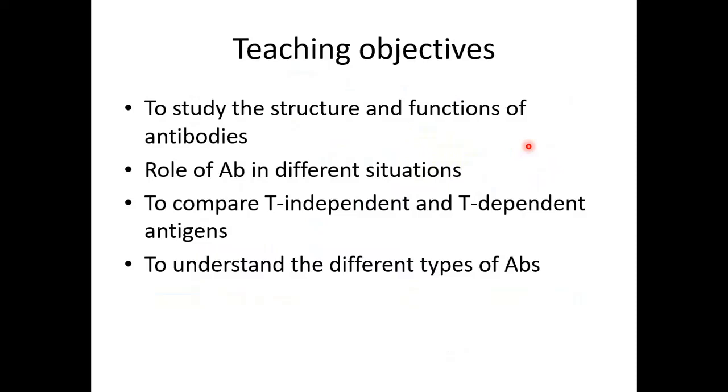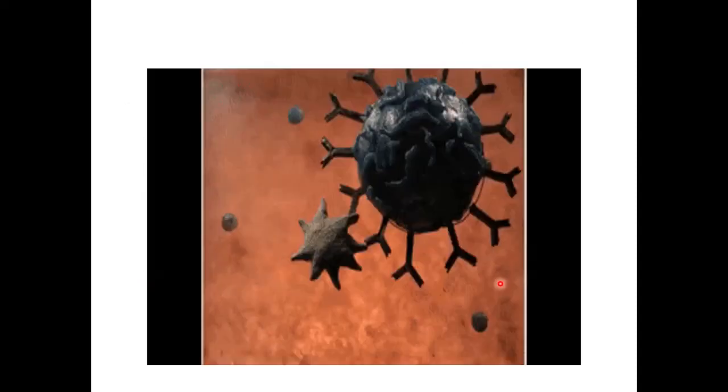The learning objectives for today's lecture are to study the structure and function of antibodies, then to study the role of antibody in different situations, to compare T-independent and T-dependent antigens, and finally to understand the different types of antibodies produced. Before discussing antibodies, let me give you a brief review of how these antibodies are produced.